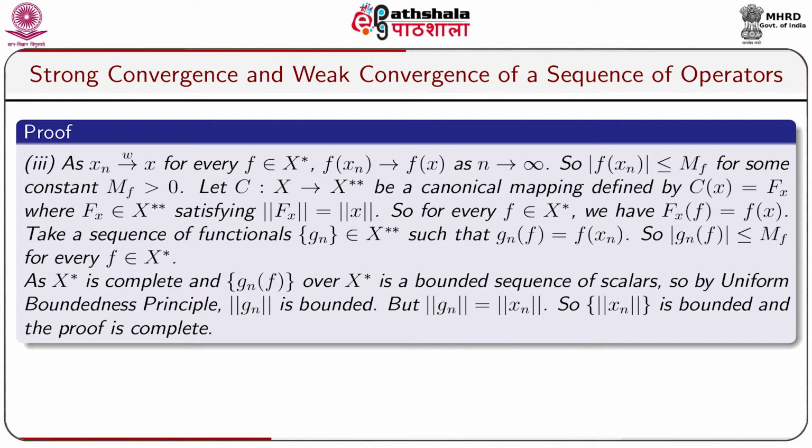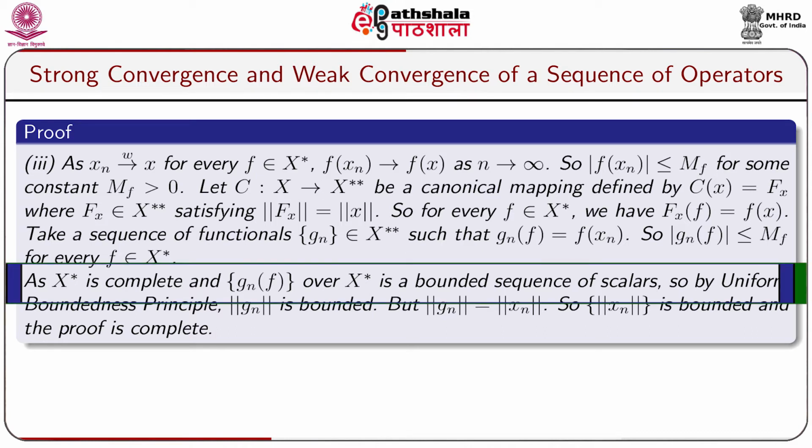Now, we shall give a proof of 3. As x_n converges to x weakly, for every f belonging to X star, f(x_n) converges to f(x) as n tends to infinity. So, modulus of f(x_n) is less than or equal to m_f for some constant m_f greater than 0, because every convergent sequence is bounded. Let C from X to X double star be the canonical mapping defined by Cx equal to F_x, where F_x belongs to X double star satisfying norm of F_x equal to norm of x. So, for every f belonging to X star, we have F_x(f) equal to f(x). Take a sequence of functionals g_n belonging to X double star such that g_n(f) equals f(x_n). So, modulus of g_n(f) is less than or equal to m_f for every f belonging to X star.